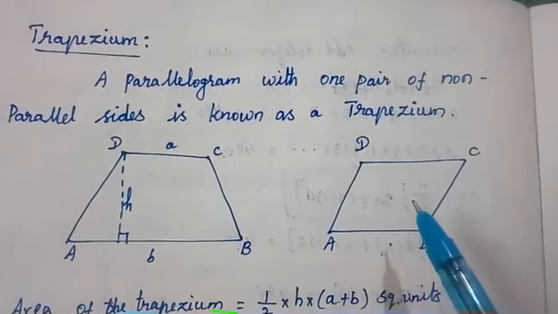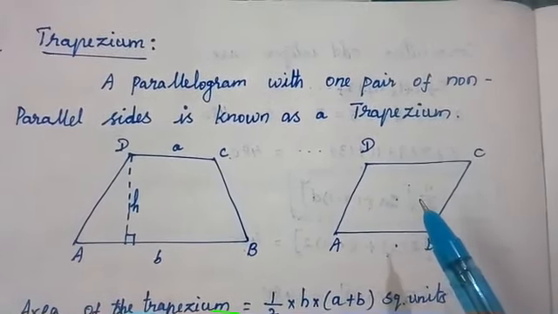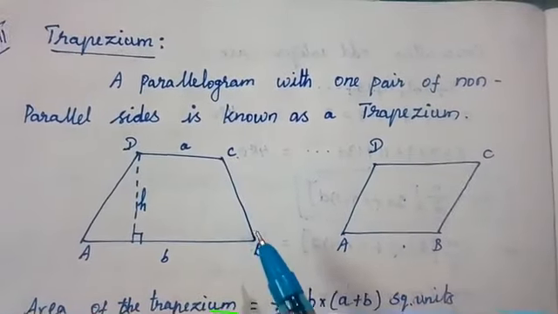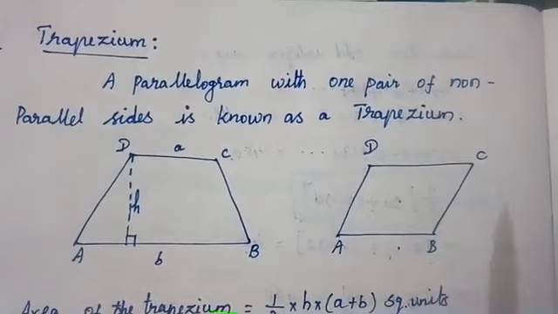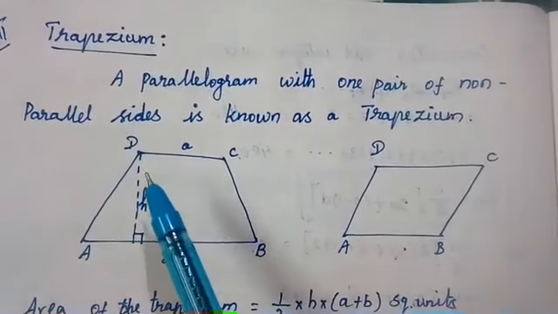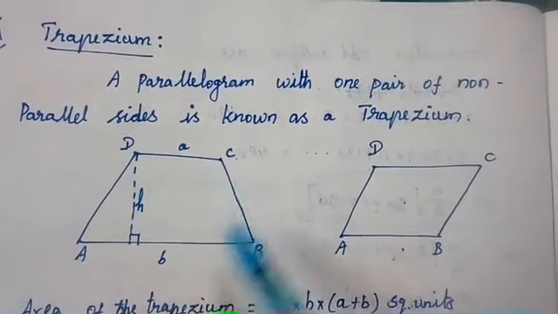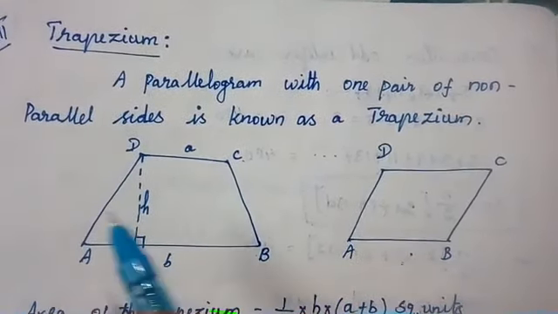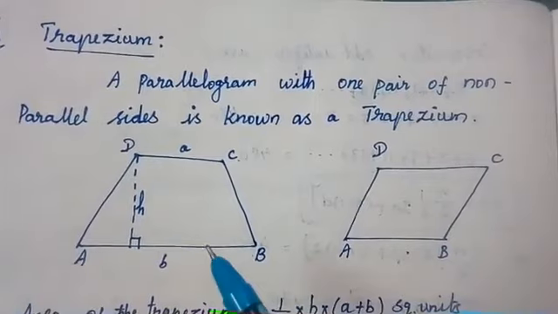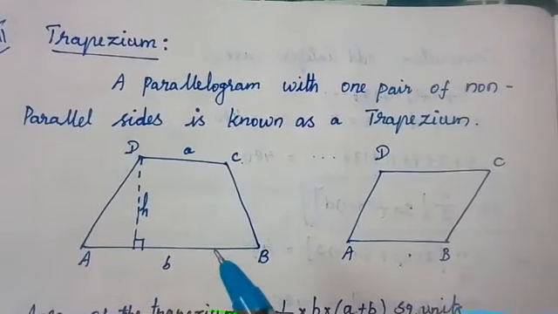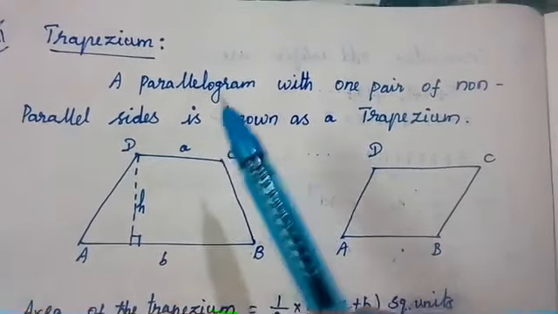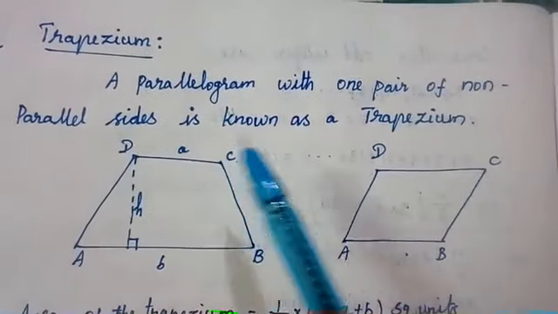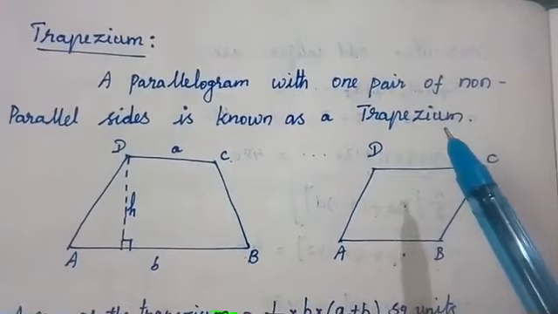In this parallelogram, for one pair of non-parallel sides, you have to compare these two diagrams. See, AD and BC are parallel here. Now consider this trapezium diagram. BC and AD are non-parallel sides. This is called a trapezium. A trapezium is also a quadrilateral. So a trapezium means a parallelogram with one pair of non-parallel sides.